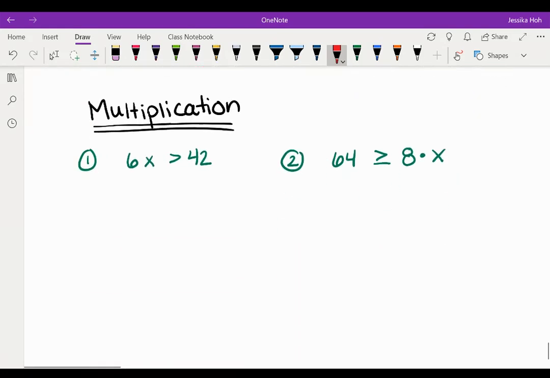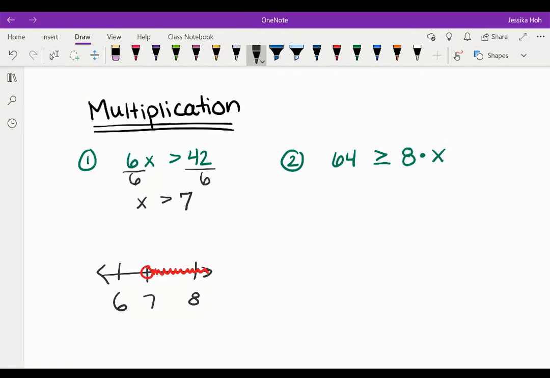Right, multiplication. So the opposite operation of multiplication is division. So I'm going to divide both sides by 6. This is going to cross out because it's giving us 1. So it's going to give us 1x. We just have to write x is greater than 42 divided by 6 is 7. Okay, it's going to be an open circle on 7, saying x is greater than 7.